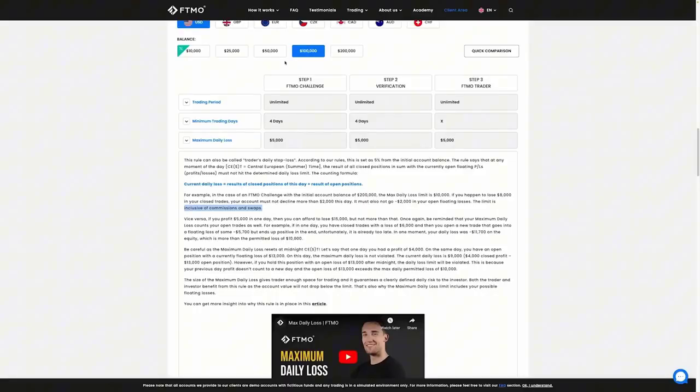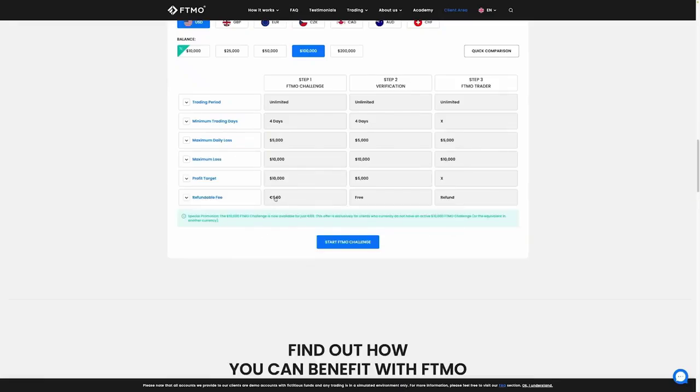So in this case on the 100k account, let's say you lost $4,000 today, and right now you still have 2 trades open. Those 2 trades cannot go into a drawdown of more than $1,000. That means it cannot go into negative 1,001, 1,002. Once that happens, bam, you're out. You're out of the challenge, you lose your refundable fee, and you fail this challenge.